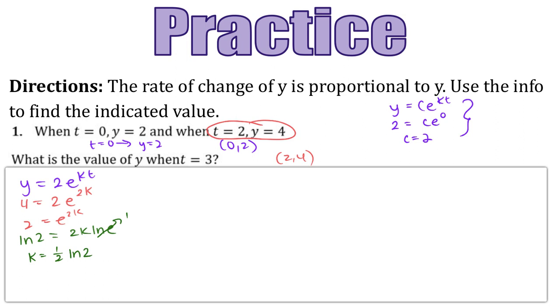And then we can plug this value back into our model. So y equals 2 times e to the 1/2 natural log of 2 times t. The question is asking us specifically, what's the value of y when t is equal to 3? So we're going to go ahead and plug in 3, giving 2 times e to the 1/2 natural log of 2 times 3. And then if you didn't have a calculator, you would just leave your final answer like this. If you did have a calculator, you could plug it in to find that specific value. Let's go ahead and look at another problem.